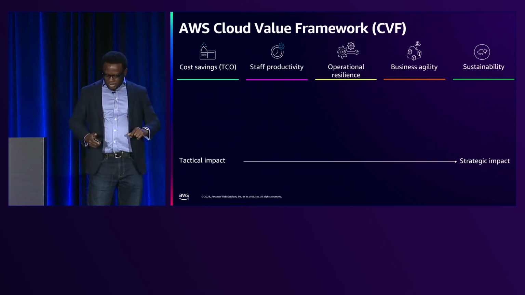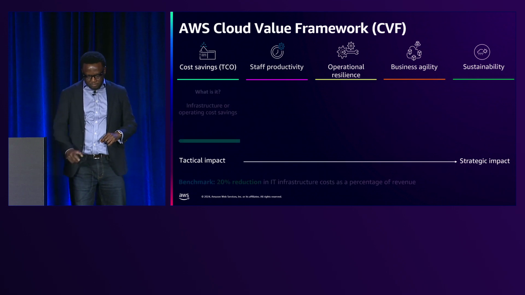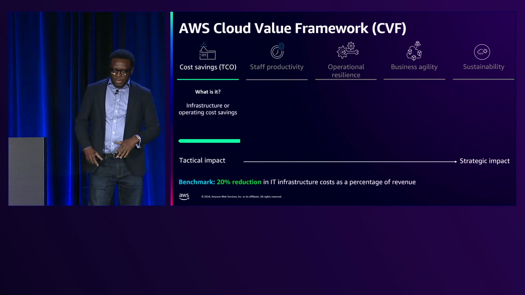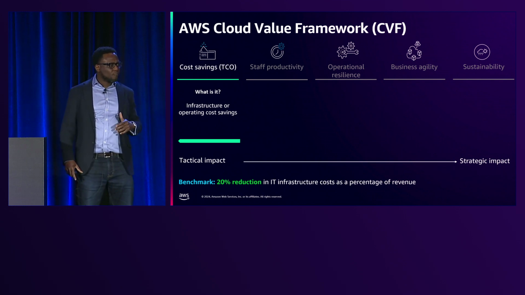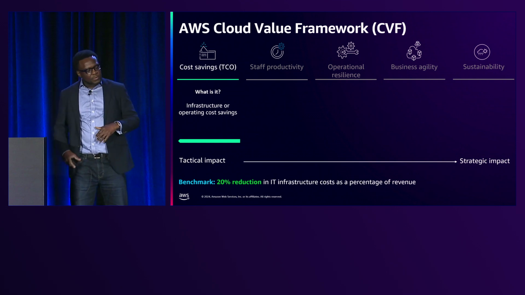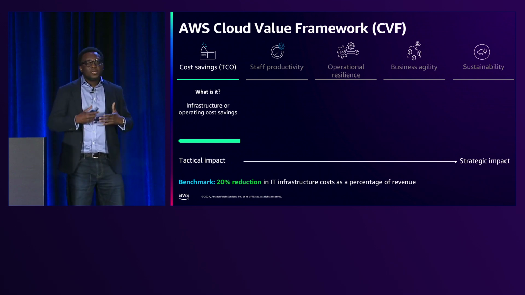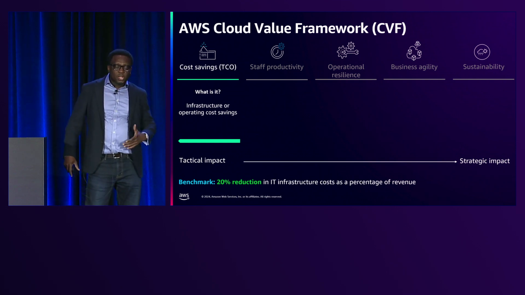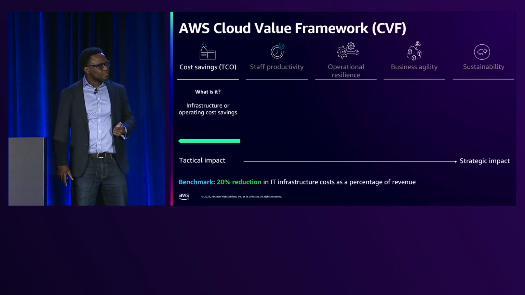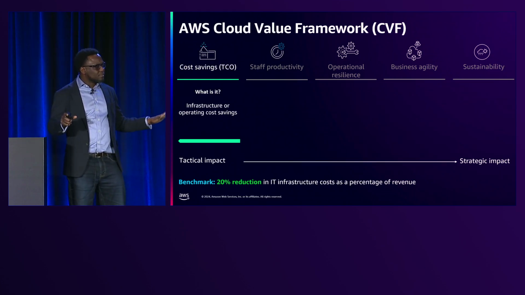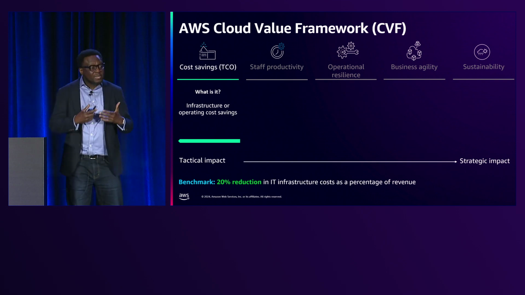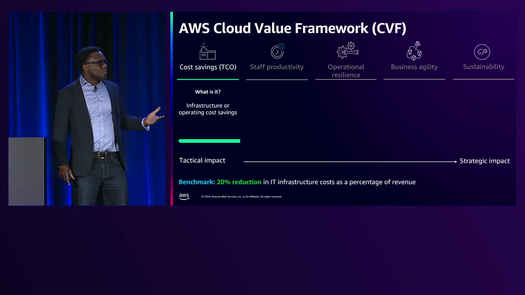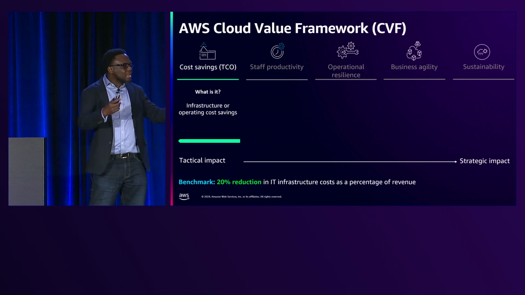Now, let's double click on each of these items to dive deeper into it. Cost savings, usually expressed as total cost of ownership. Your goal here could be, you want to reduce your operational cost, your infrastructure cost. And how do you track this, for example? It could be as simple as, how much am I spending on my disaster recovery site? Or how much am I spending on my database clusters?